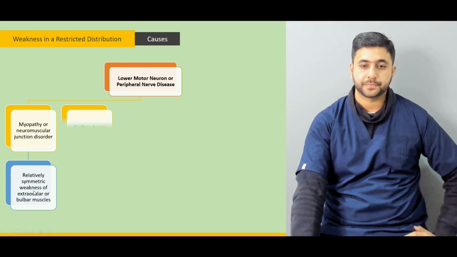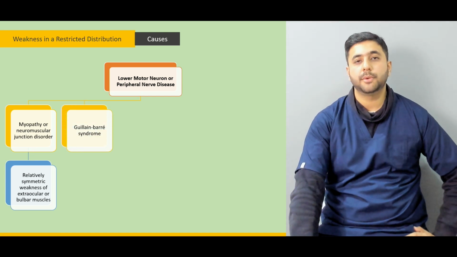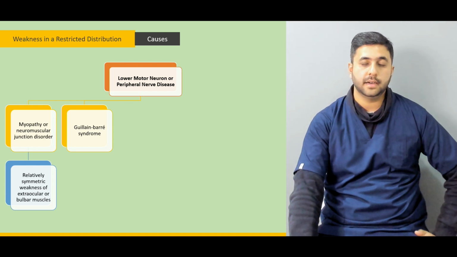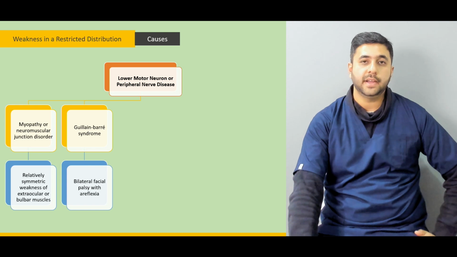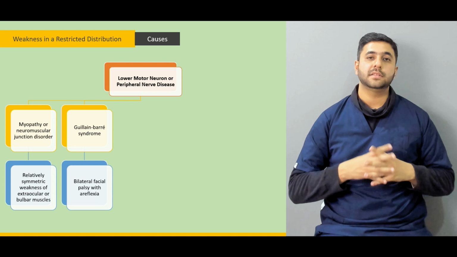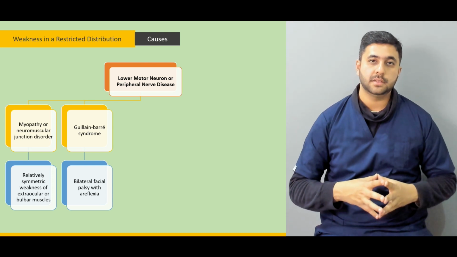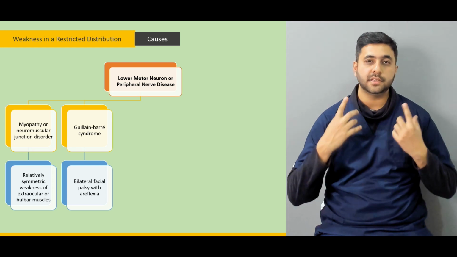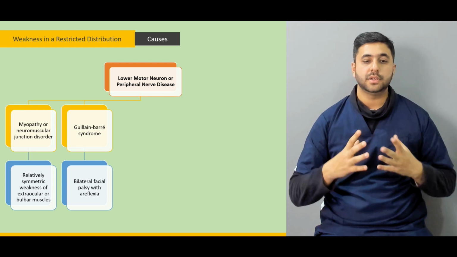sides, both eyes. GBS, as I talked about, can lead to an ascending paralysis, and it can eventually involve the diaphragm, and it can also affect the facial nerve. And whenever GBS affects the facial nerve, it is a bilateral facial palsy with areflexia. There is a loss of the reflexes, and the facial nerve is affected on both sides. So it's a classical sign.